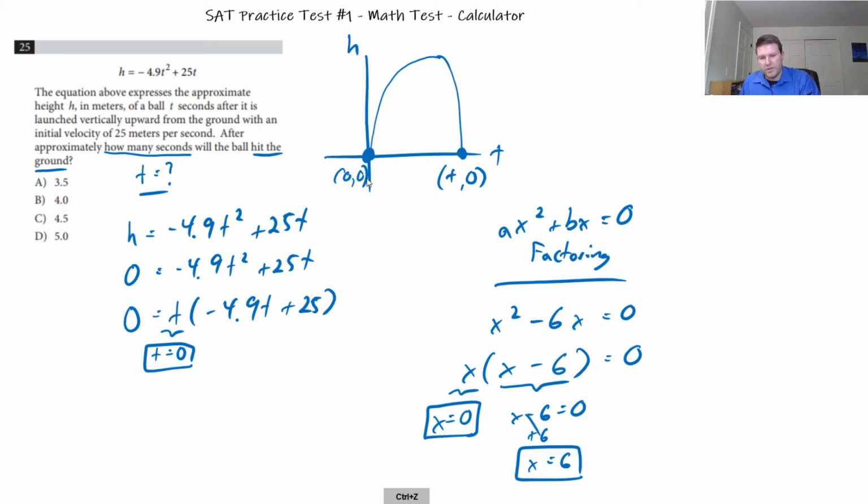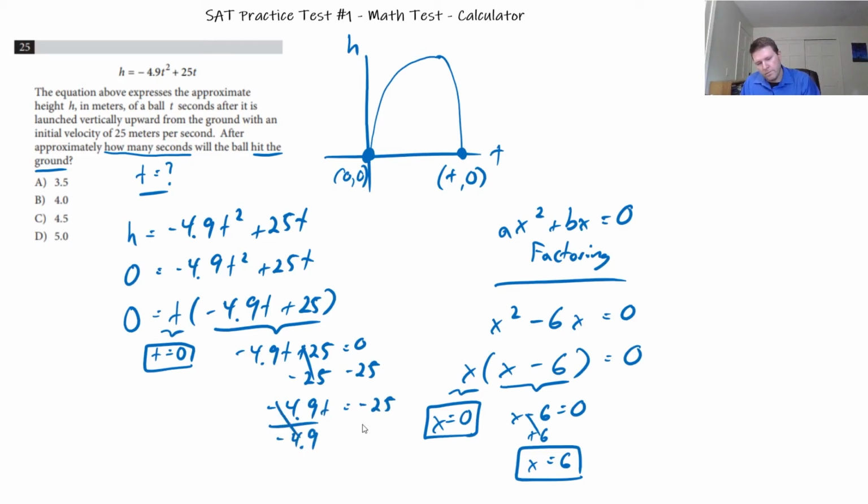But we're more interested in the other solution. So you get that from setting this equal to 0 and just solving. So you end up dividing by -4.9 here. And what you get is 5.1 seconds, but the closest answer to that is D.